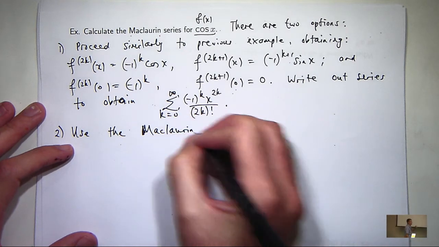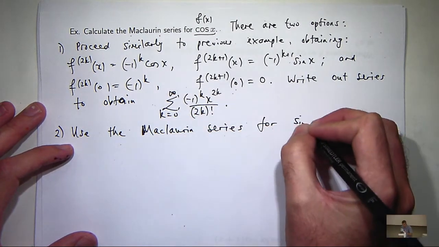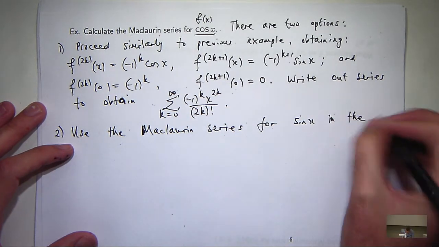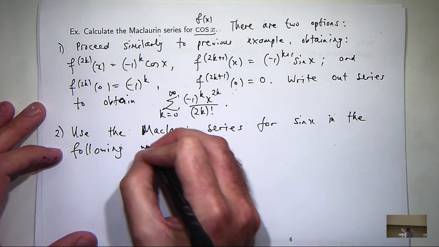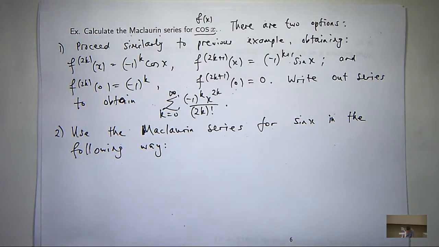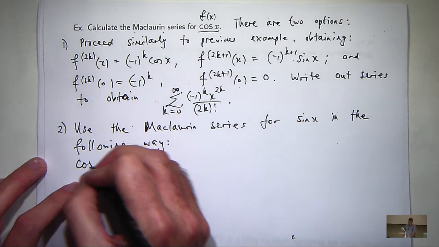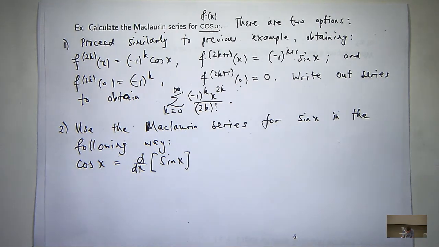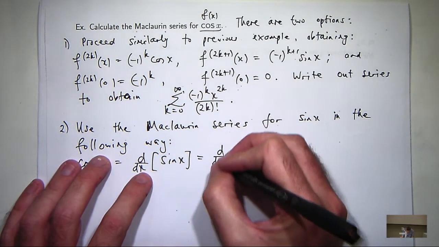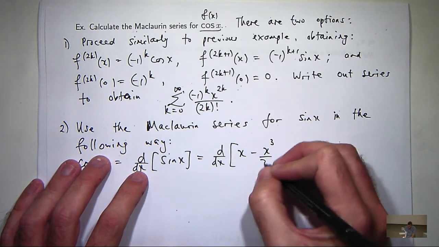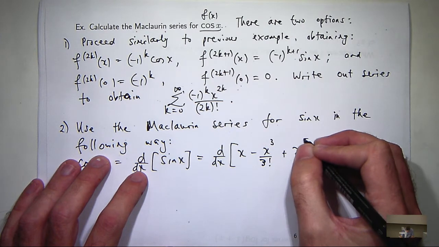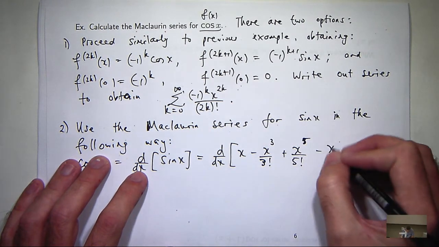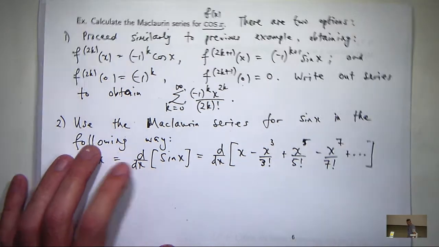we know that cosine x is just the derivative of sine x. Now down in that bottom line, if I replace sine x with its Maclaurin series, I can just differentiate term by term. So all I'm going to do is differentiate that bottom right-hand corner term by term, and I'll form a new series.